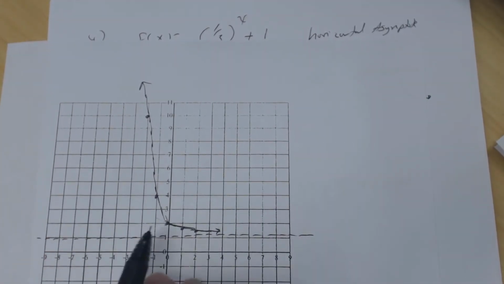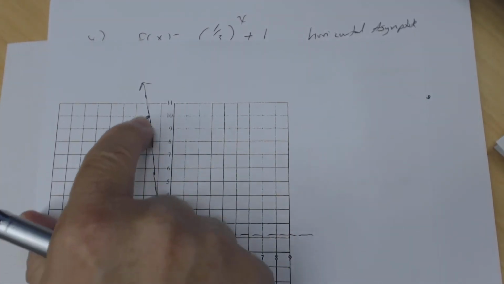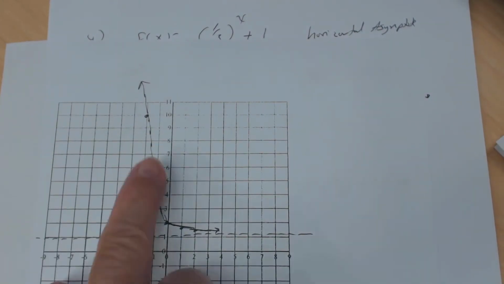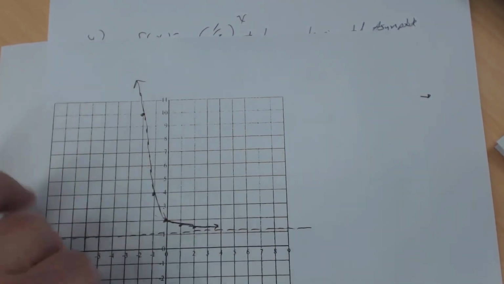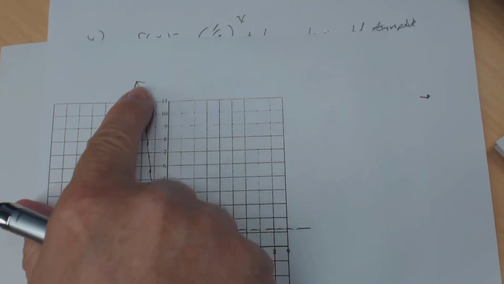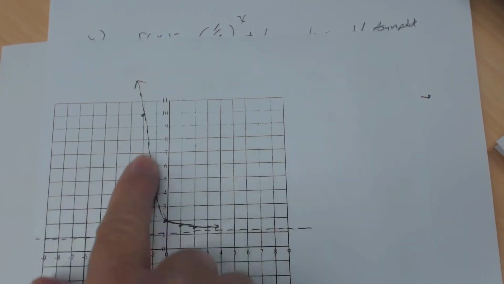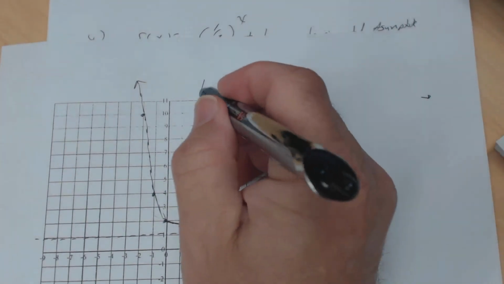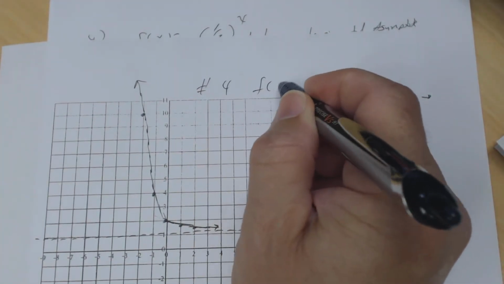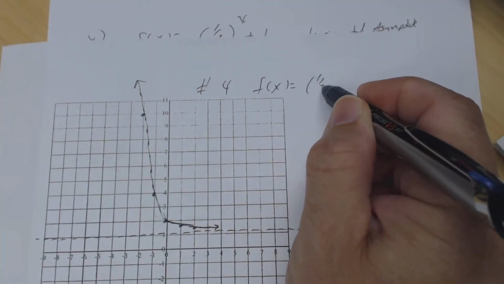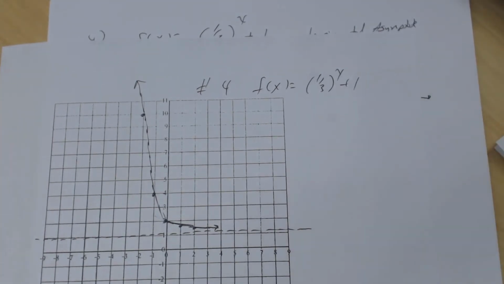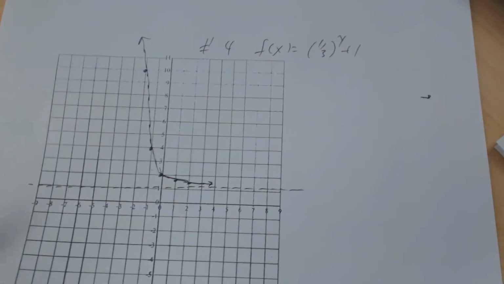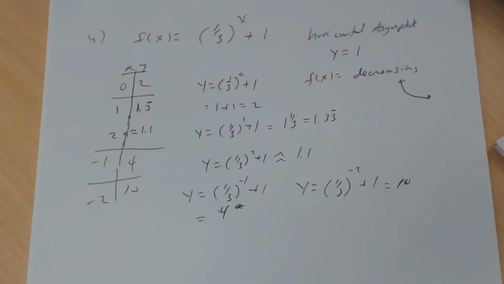As I go to the left, your y values are rising rapidly. So that's how it looks. But when you read a graph, you go from left to right. It's decreasing. The graph is decreasing. Okay. All right. So that's number 4, which was f of x equal 1/3 to the x plus 1. All right, let's do one more, and then in the next lesson we'll look at some reflections.